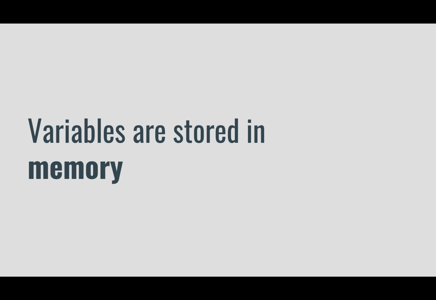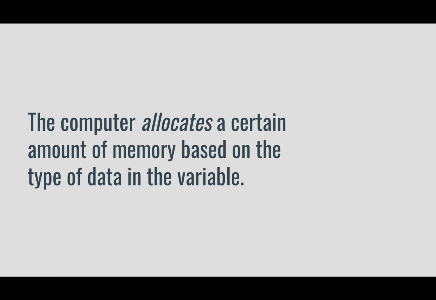So variables are stored within our computer's memory. That's a really important idea to know. So the computer allocates or sets aside a certain amount of memory based on the type of data within the variable. And that leads us into our next lesson, which is going to talk all about data types, and we're also going to look at how we can convert between different data types and how much space they take up, and we're just going to focus on those for a little bit.